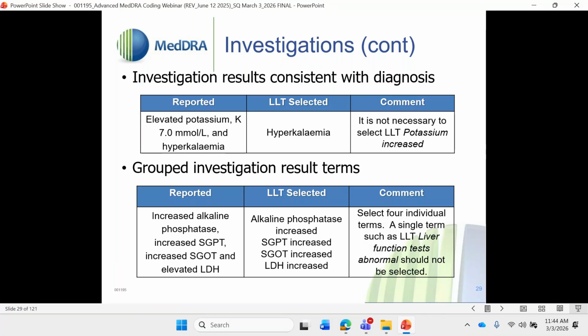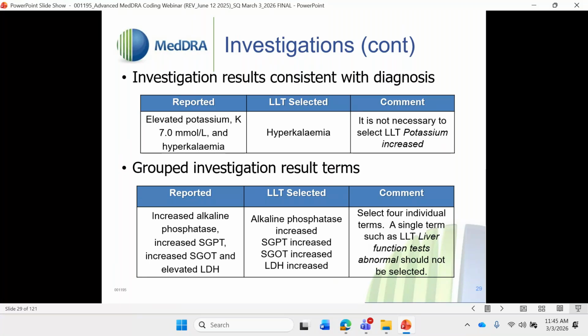Now, if you're a physician, typically physicians are guilty of this. They'll see these labs and say, of course, these are abnormal liver function tests. It doesn't take a rocket scientist to figure that out, but you cannot make that assumption. Nowhere does it say that. You're probably right, these are all liver function tests, they're abnormal, they're increased, but we can't select one term for that. It's not reported as such. You can only code what has been reported. So you would take each individual investigation result and code it with 4 codes.